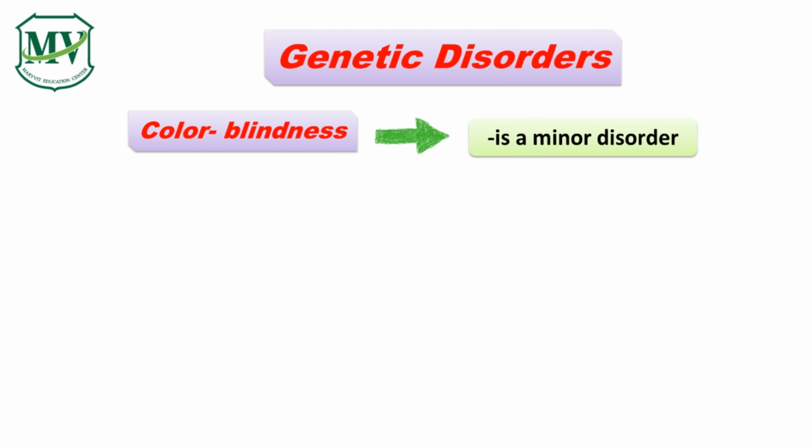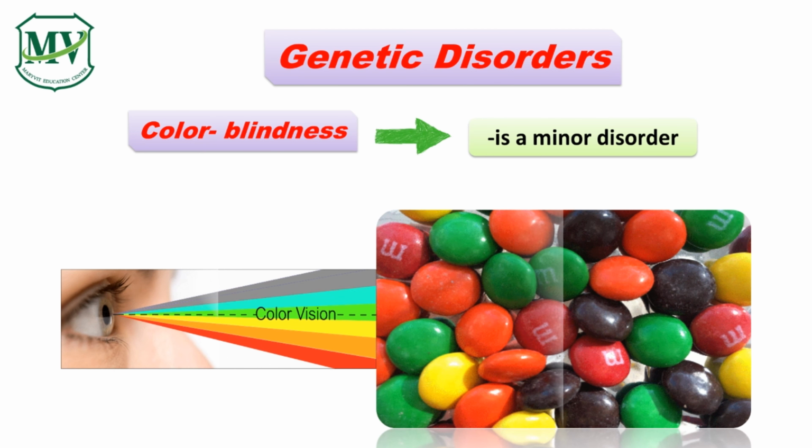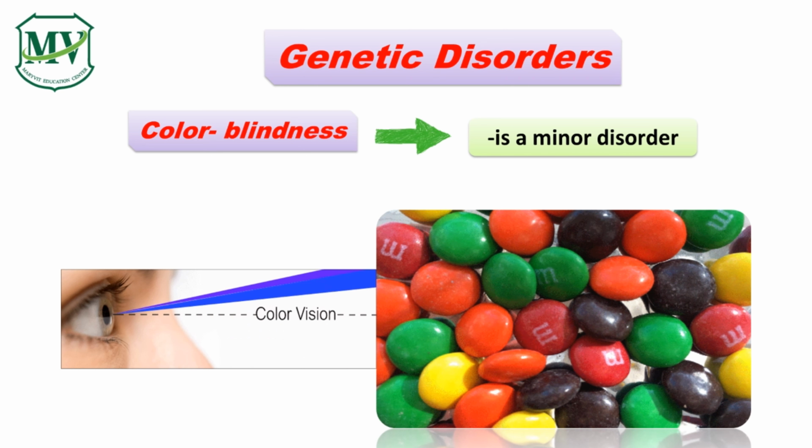One example of a genetic disorder is color blindness. Color blindness is a minor disorder. It is a problem for a person who has it, but certainly not one that limits his movement or shortens his lifespan. Most people who suffer from color blindness cannot differentiate red and green. More males than females are colorblind, as color blindness is linked to sex.